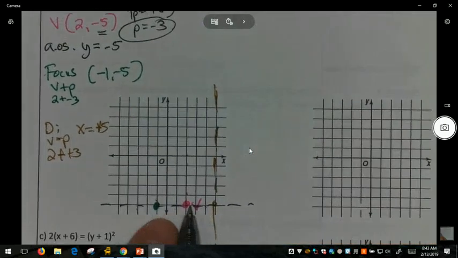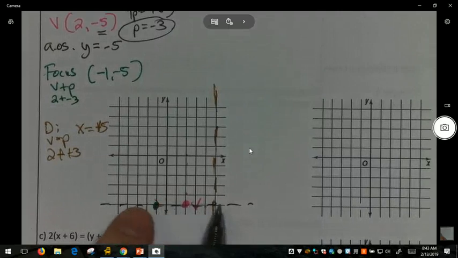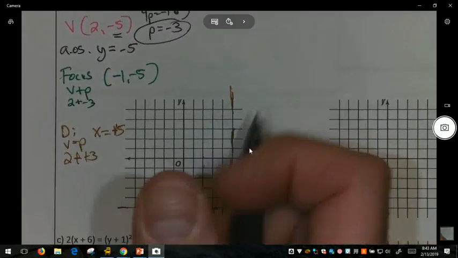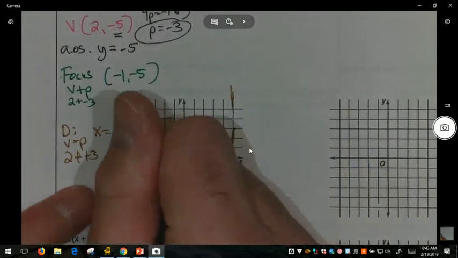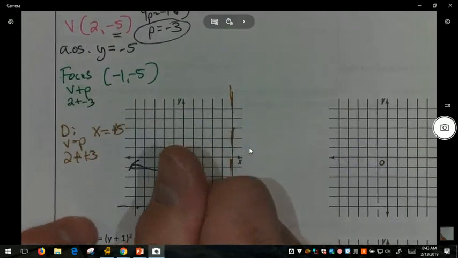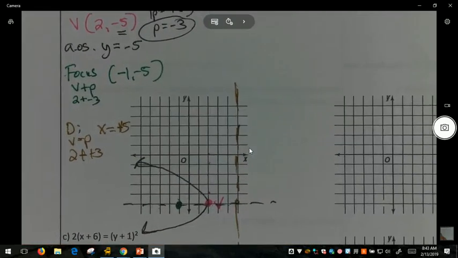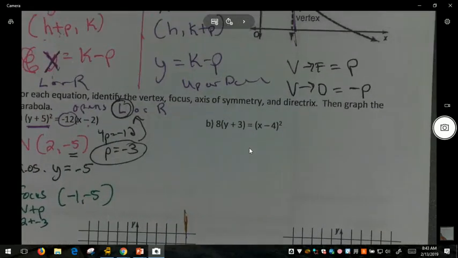So now I should see a distance of 3 to the directrix, a distance of 3 to the focus. They're equally distant from the vertex. And my parabola will open toward the focus, away from the directrix. Let's take a look at another example.